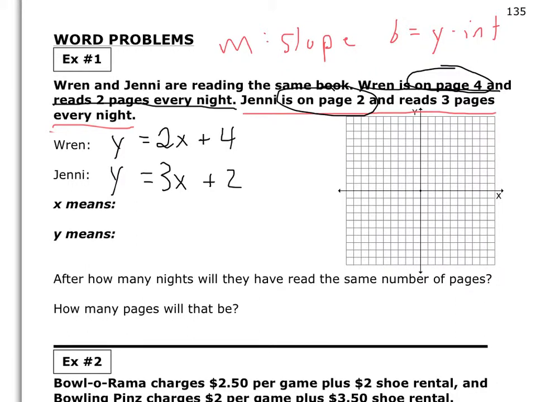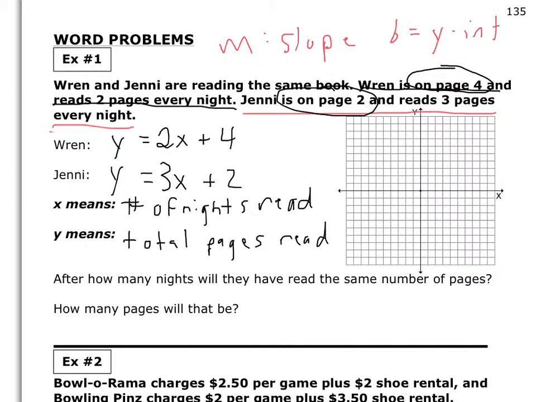What does the x value mean? Okay, the x value means the number of nights read, and our y value just means total pages read. Okay, so x means number of nights read, y means total number of pages read.